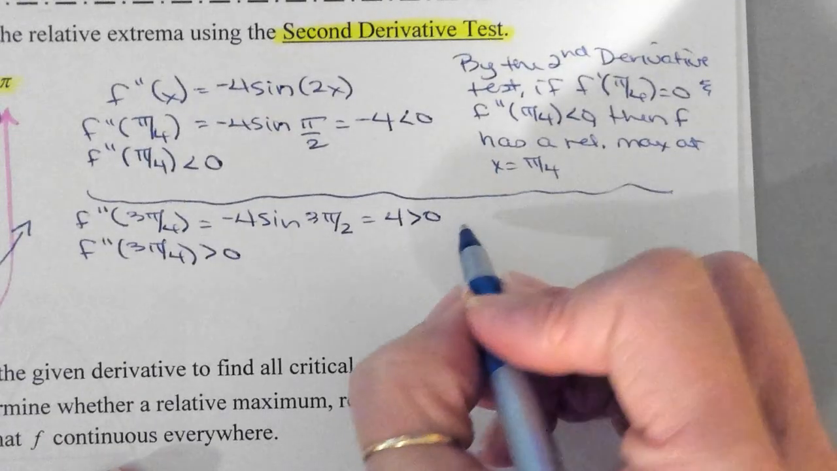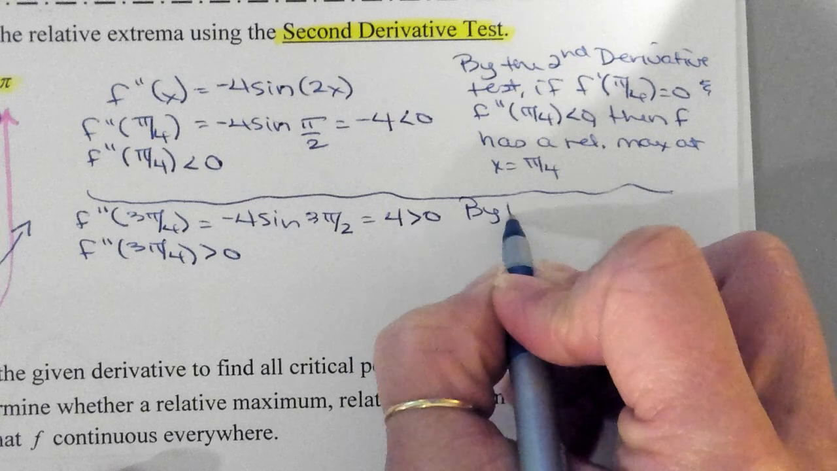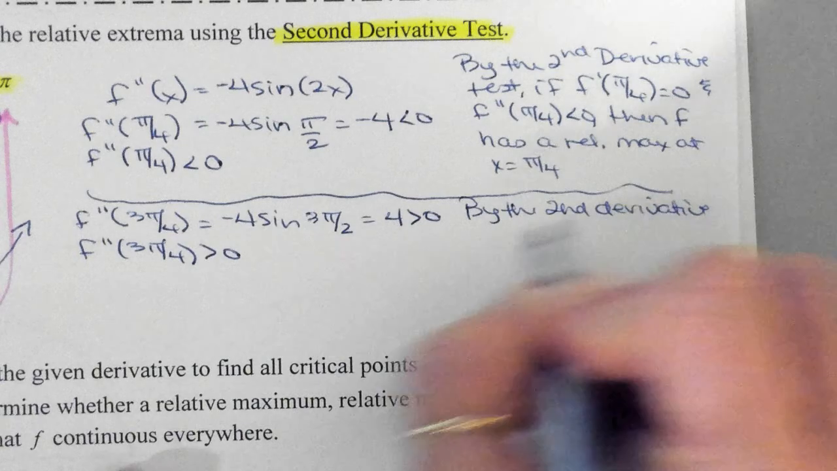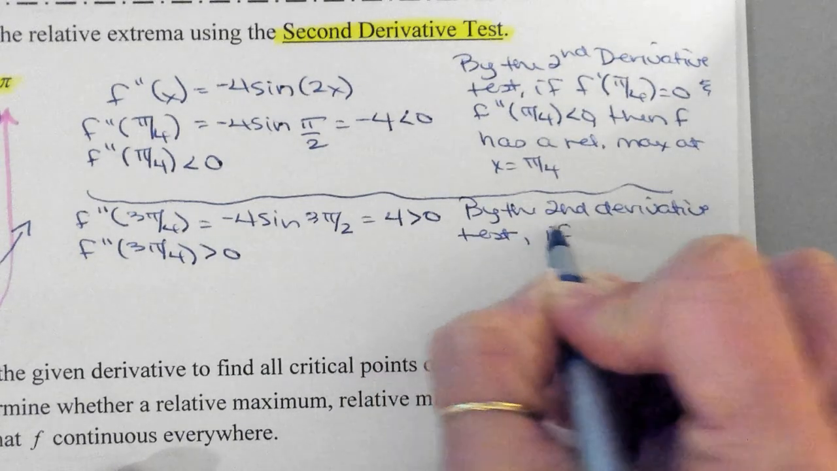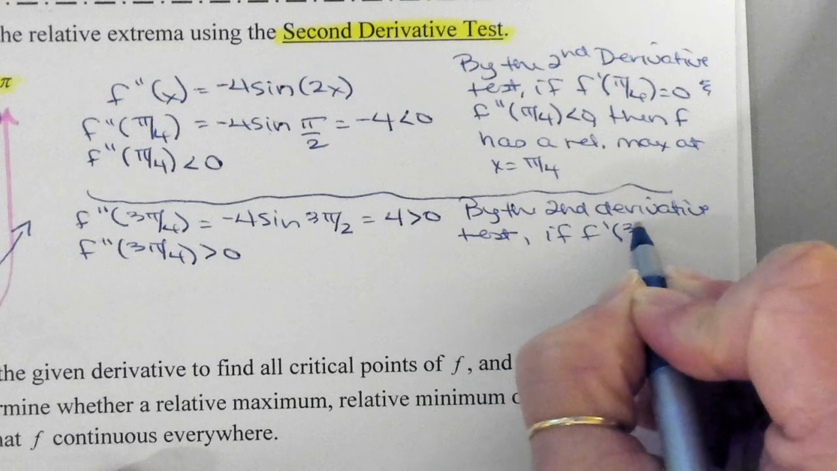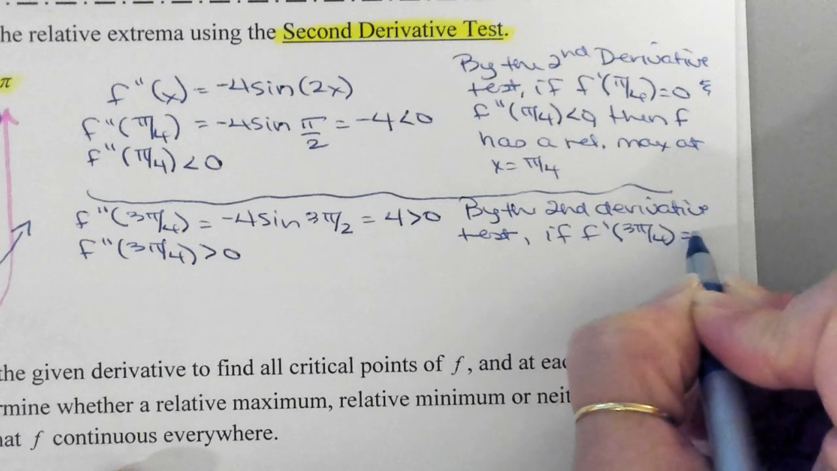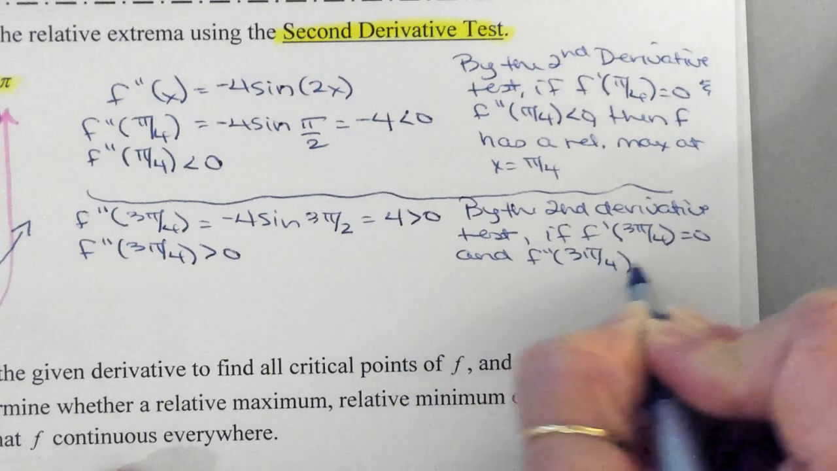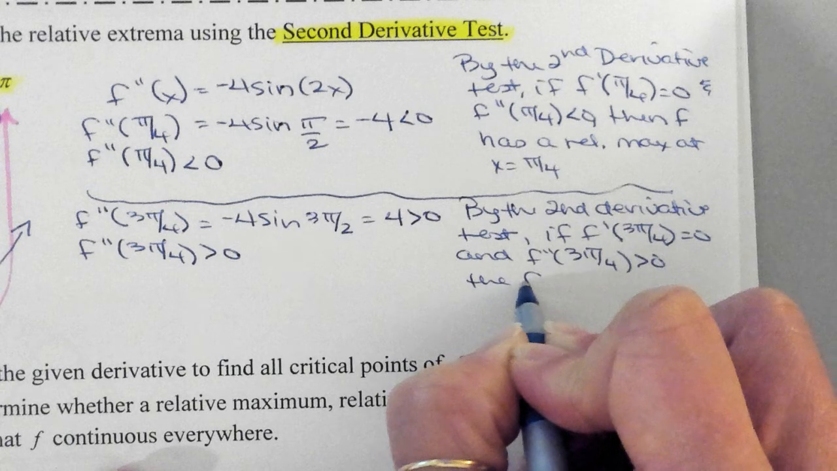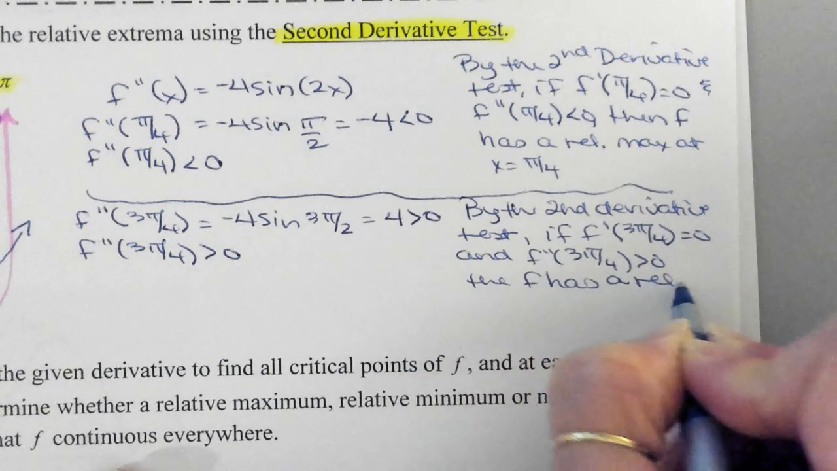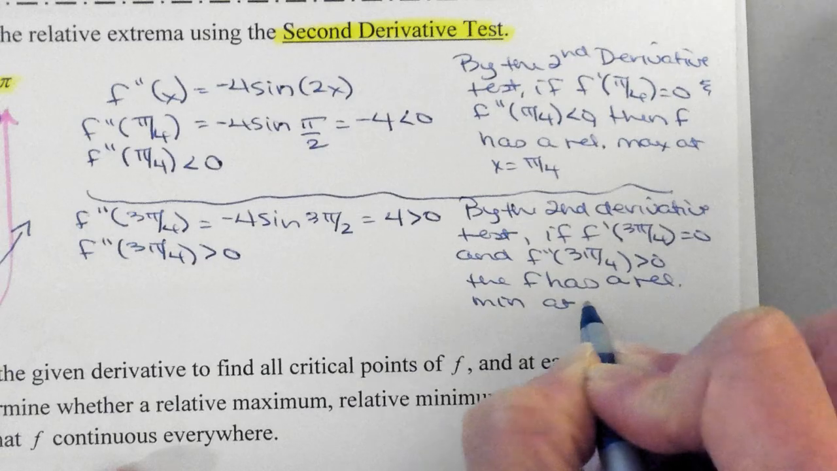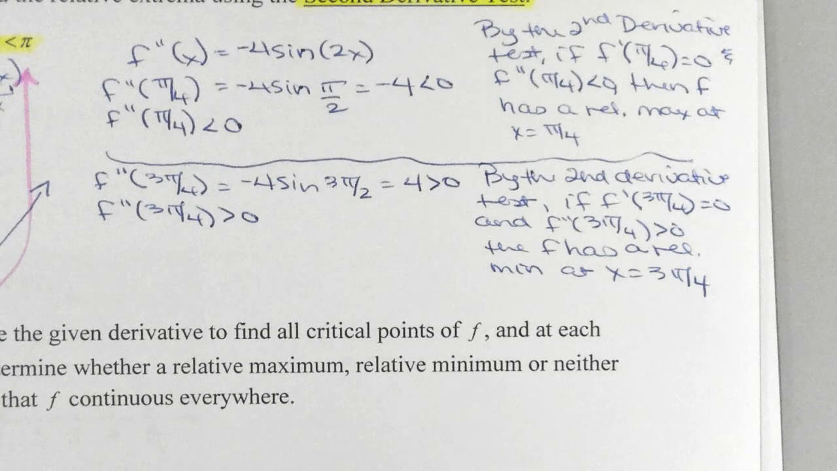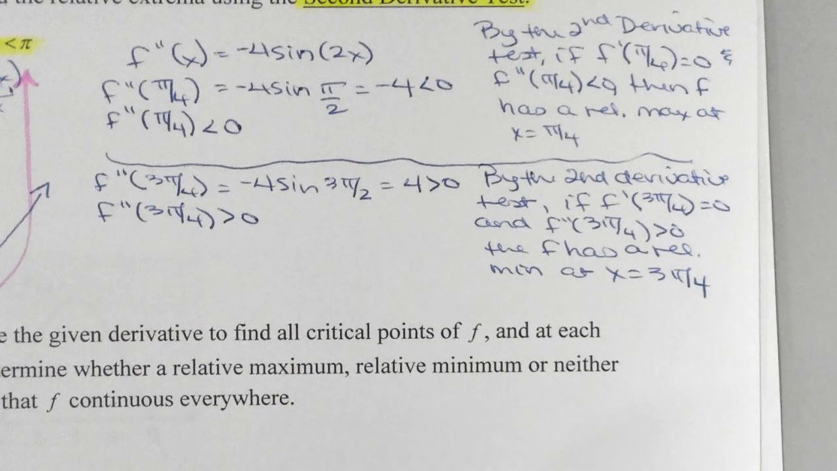So how would I state this conclusion? Unfortunately, I got to say it again. By the second derivative test, if f prime of 3 pi over 4 is 0 and f double prime of 3 pi over 4 is greater than 0, then f has a relative minimum at x equals 3 pi over 4. Perfect. Great job. Okay, questions? Second derivative tests.